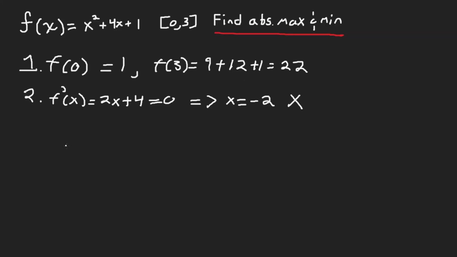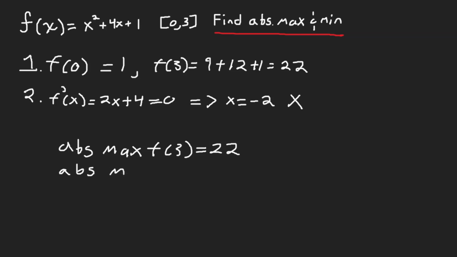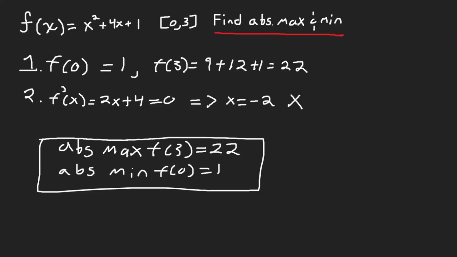So we see that the absolute maximum is our greatest value, which is f of 3. So our absolute max is f of 3, and you can also write f of 3 equals 22. And then the absolute minimum is our f of 0 equals 1. That's all that is.